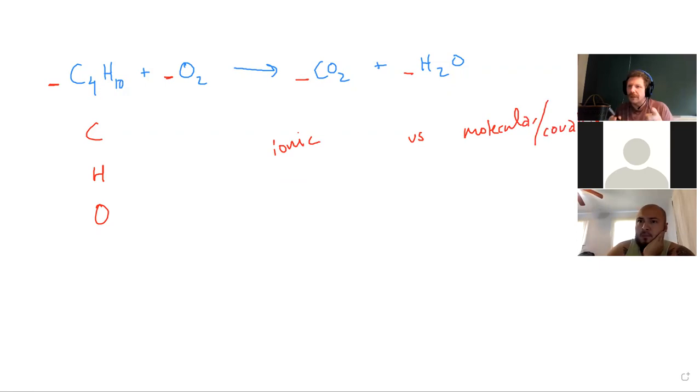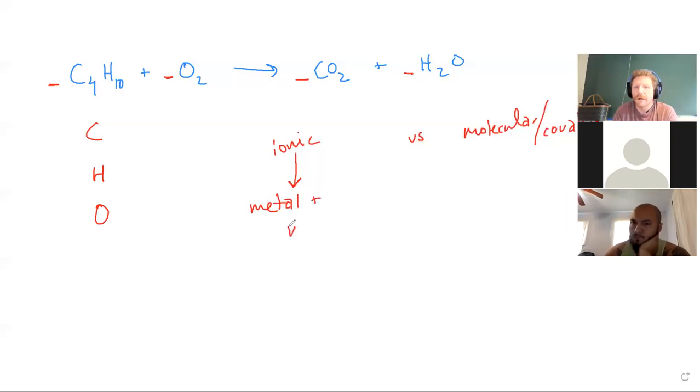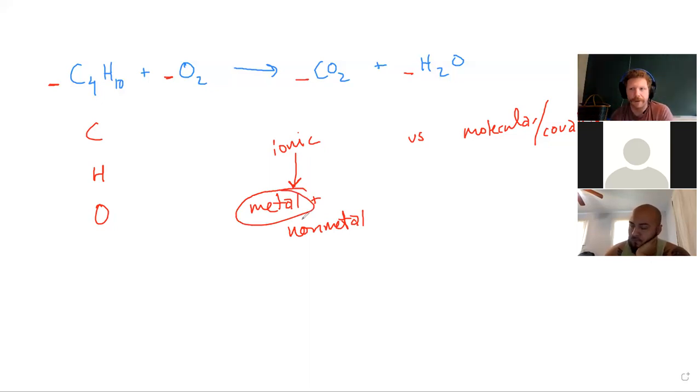And in order to distinguish these from one another, you need to have a periodic table at your disposal. So an ionic compound has a metal plus a nonmetal. What you should basically do is ask, does it have a metal? Because if it has a metal, it's probably going to have a nonmetal. That would constitute an ionic compound.